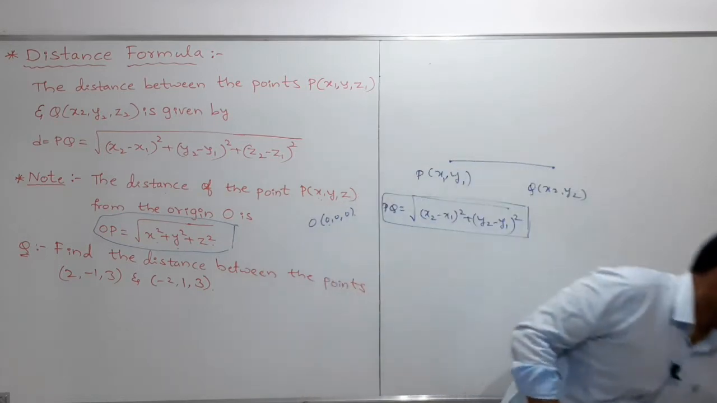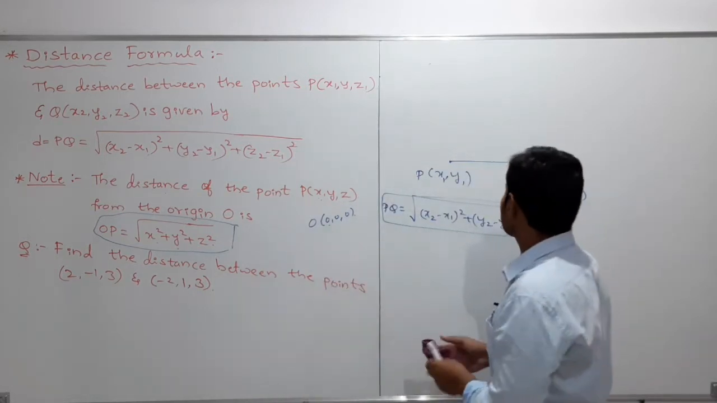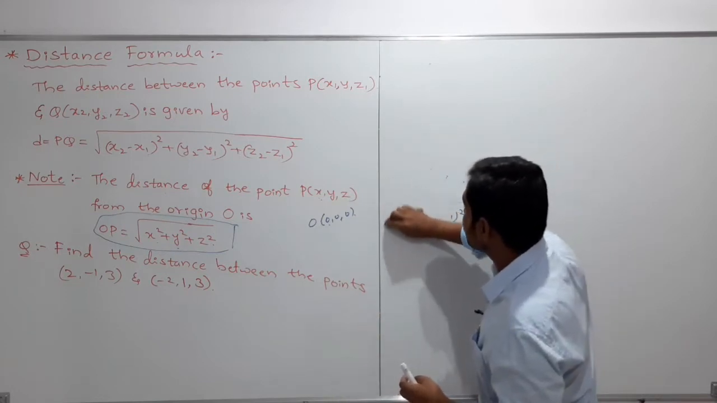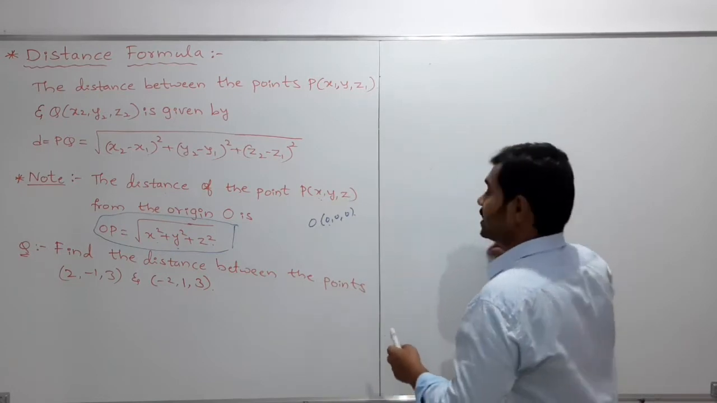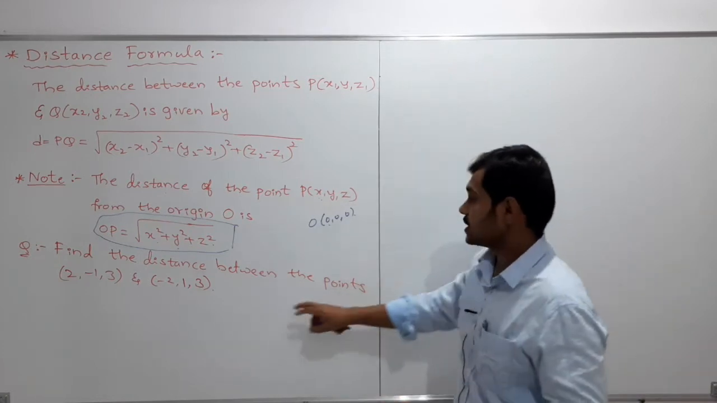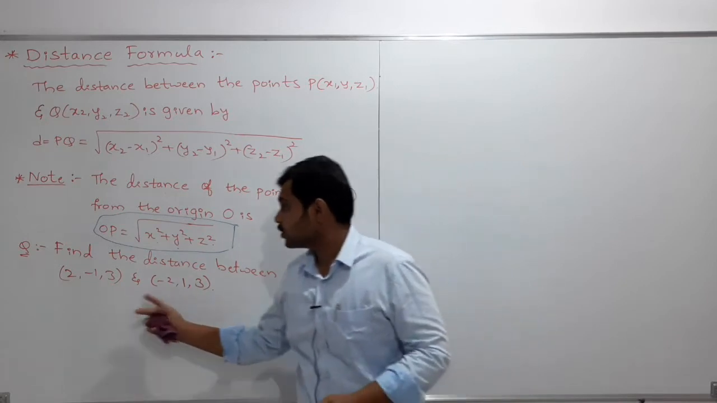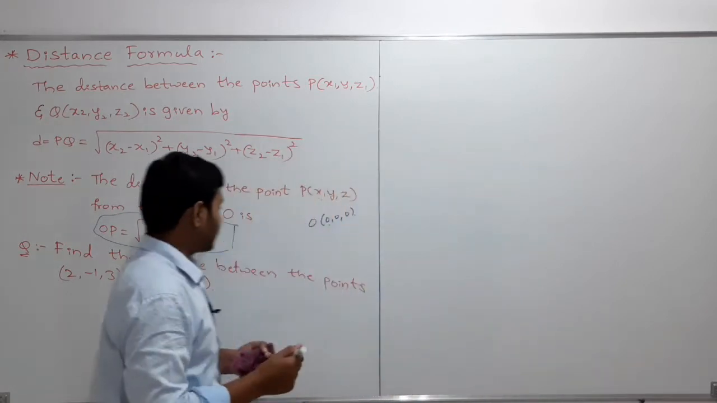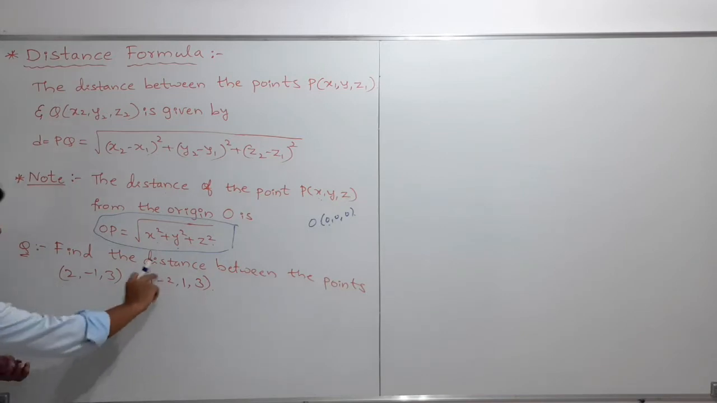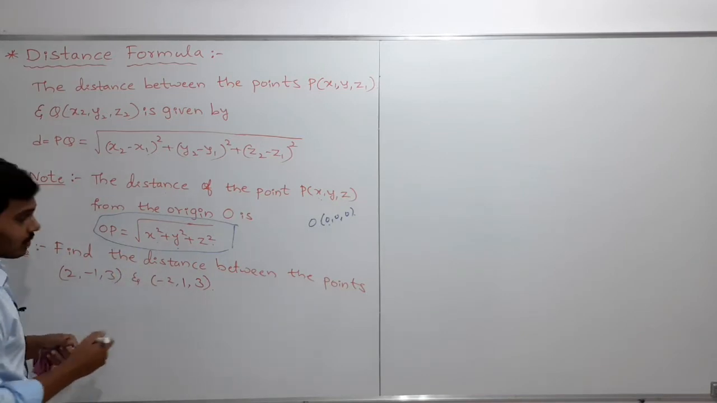Now we'll discuss a question based on this distance formula. My dear students, I already wrote the question here. Please try to write down the question. Find the distance between the 2 points. They have given you 2 points. Let us consider this as the point P (x1, y1, z1) and this as (x2, y2, z2).